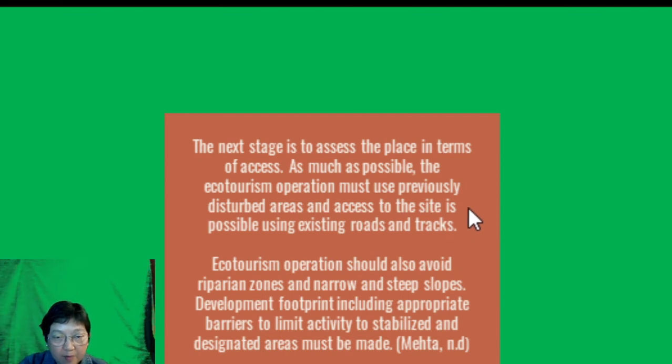The ecotourism operation must be in previously disturbed areas, and access to the site is possible using existing roads and tracks. Ecotourism operations should also avoid riparian zones and narrow and steep slopes. Development footprint, including appropriate barriers to limit activity to stabilized and designated access, must be made.